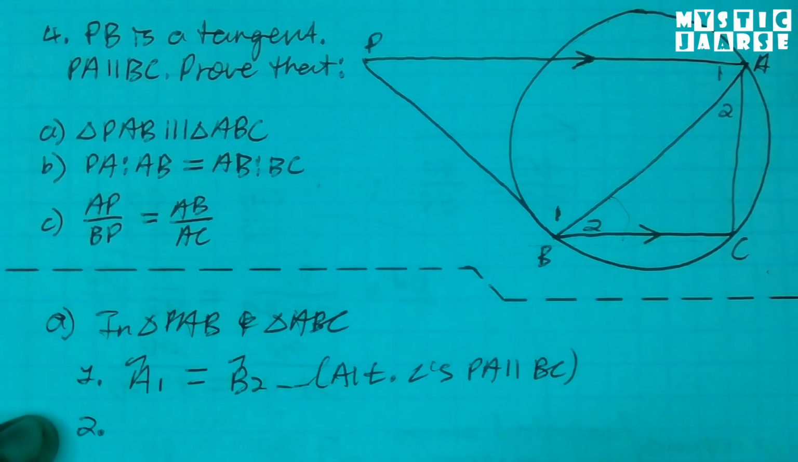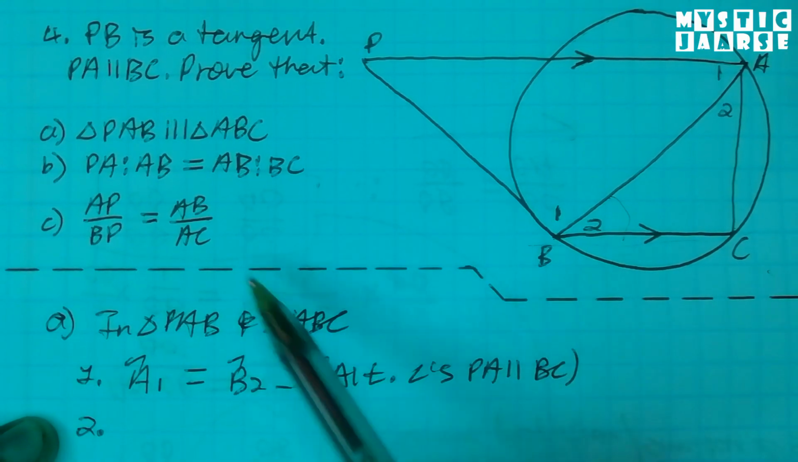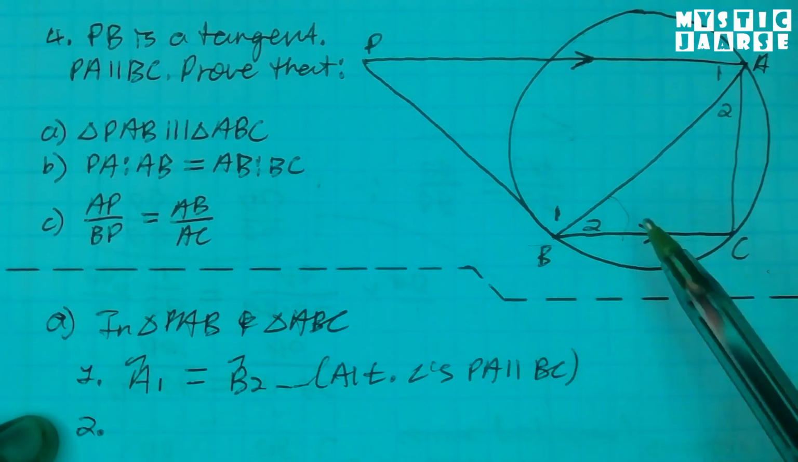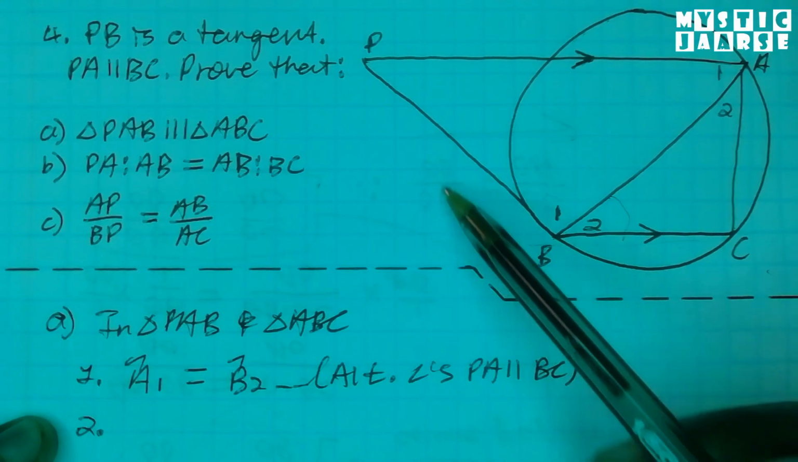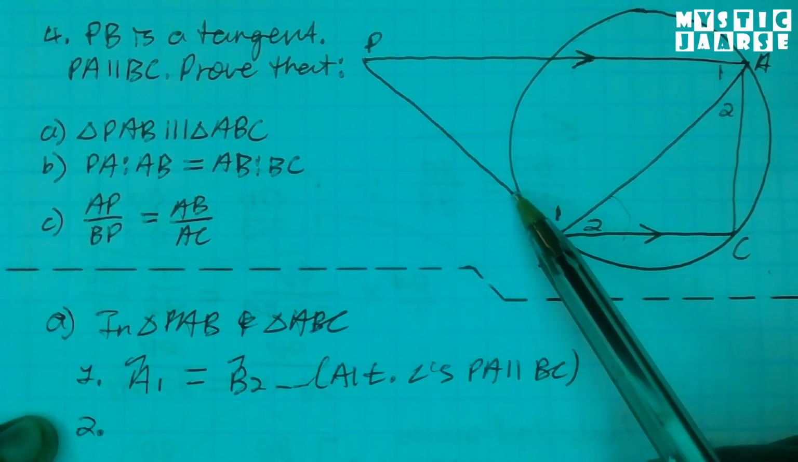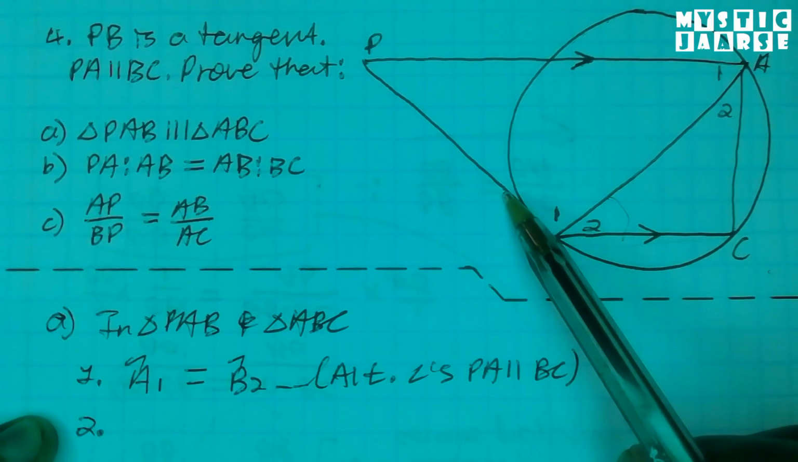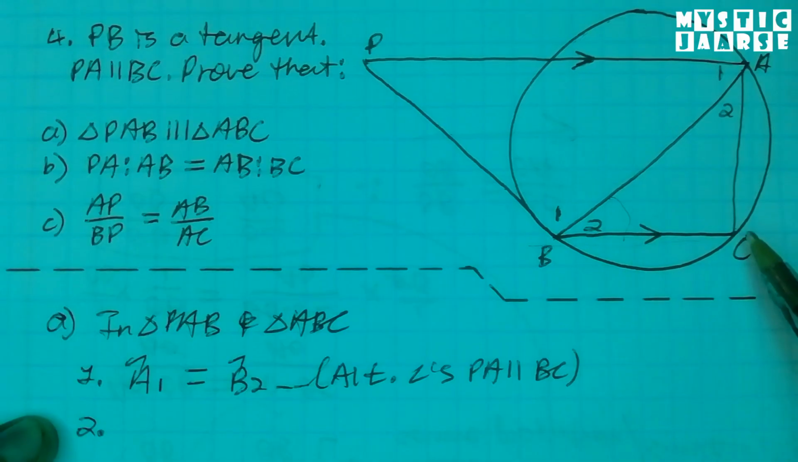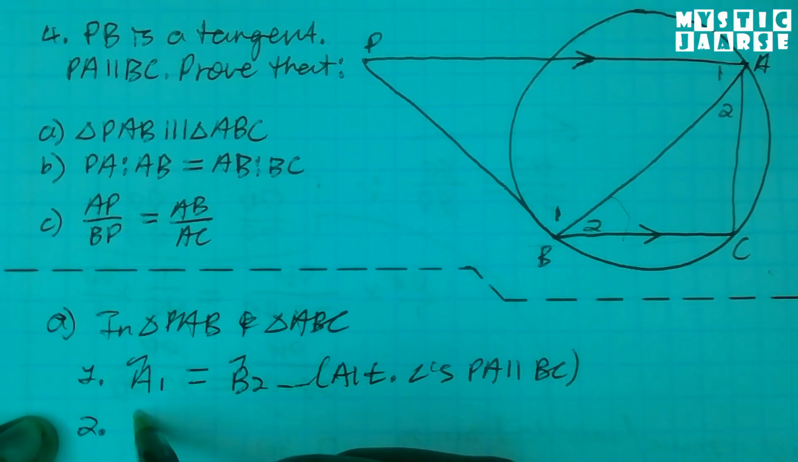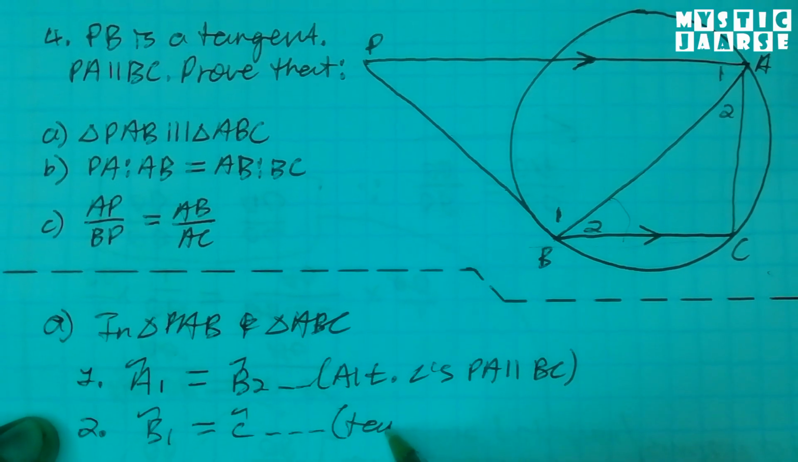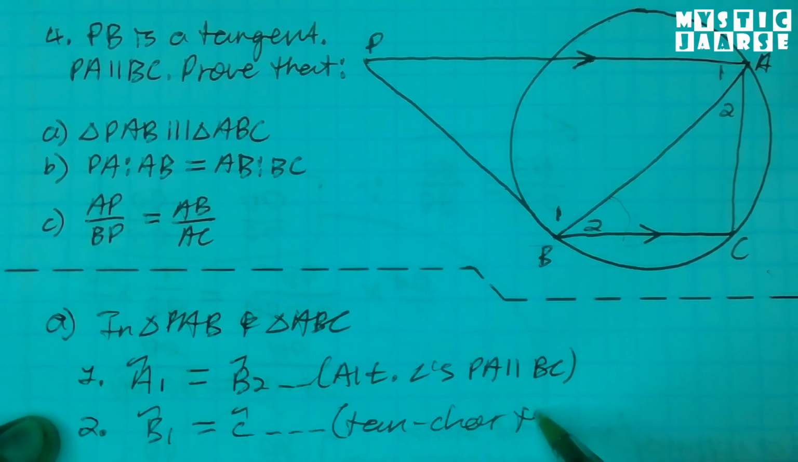The second reason, now they told us that PB is a tangent. Now look carefully. You have a tangent and you have a chord, and there's an angle between your tangent and the chord, and we say this angle is equal to the angle in the alternate segment. So we have angle B being equal to angle C because we used the tan-chord theorem.